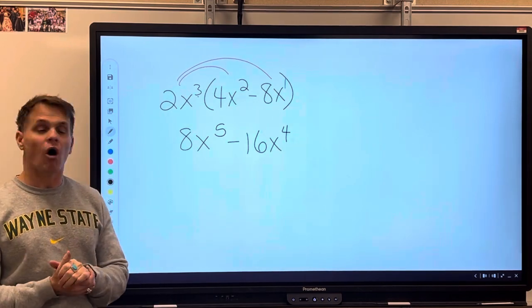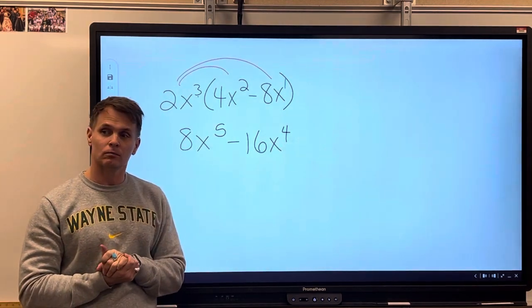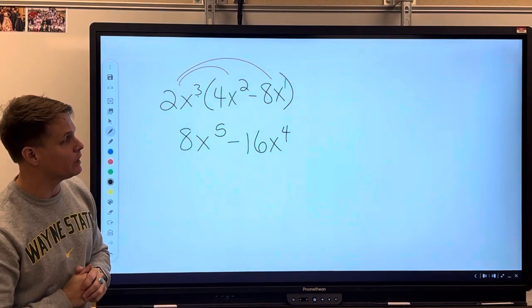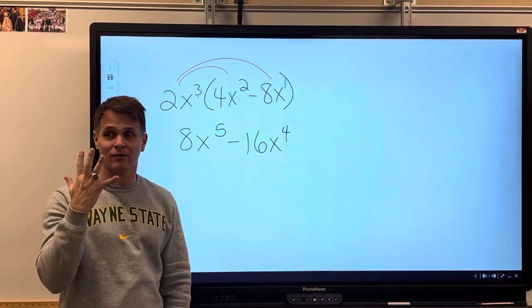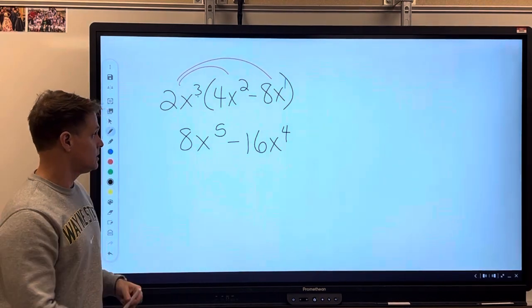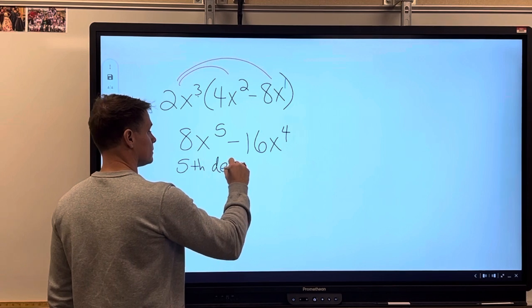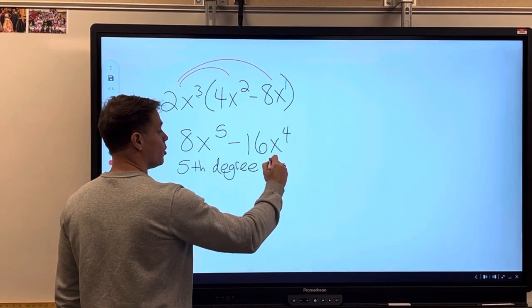Do you know what you would call this kind of polynomial? Linear means the highest exponent is 1. The highest exponent here is 5. So it's a 5th degree binomial.